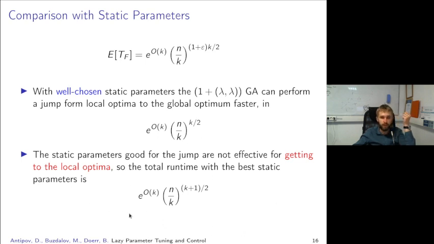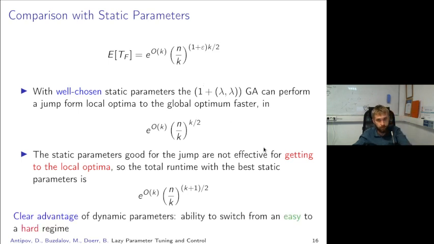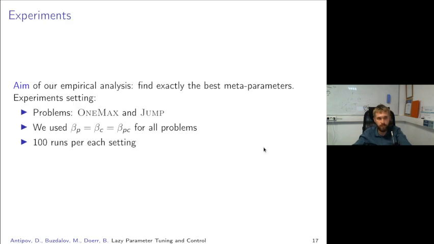We get this runtime for the best static parameters, and you can see that for constant k and some small epsilon, we can actually obtain a better runtime using the dynamic parameters, which is a clear advantage of the dynamic parameter choices.